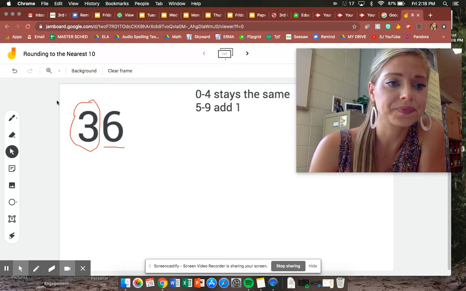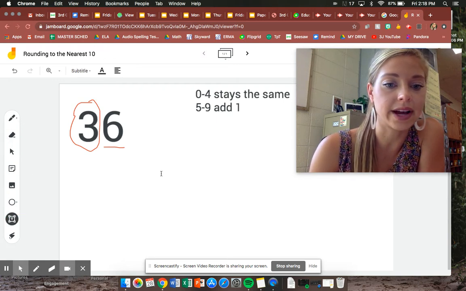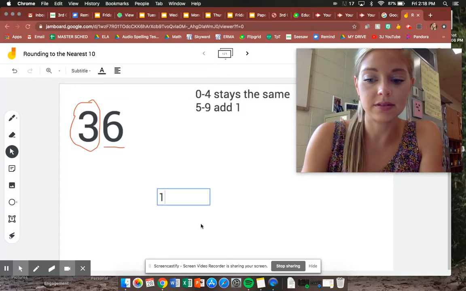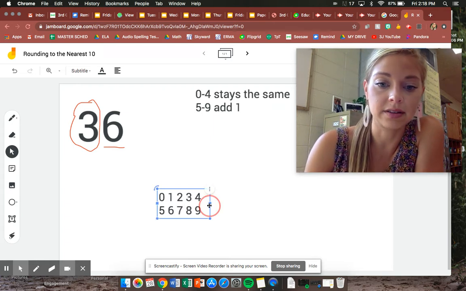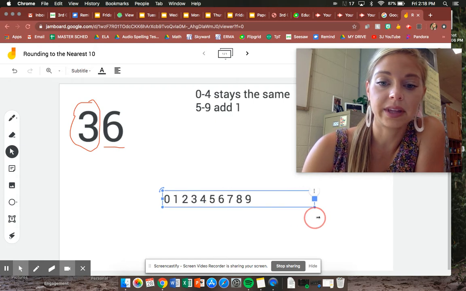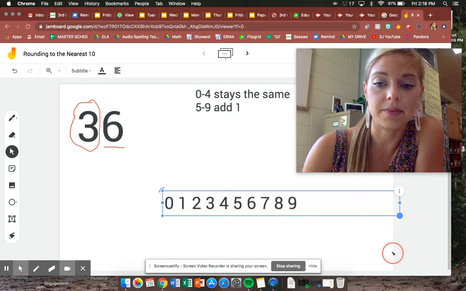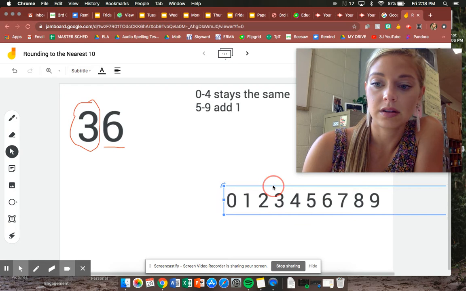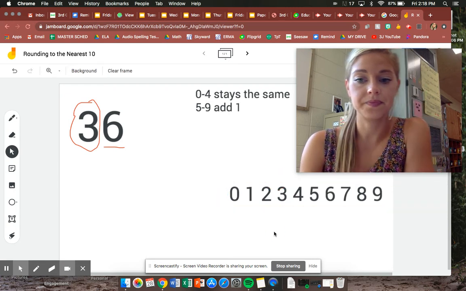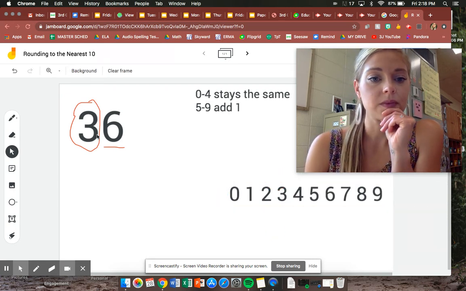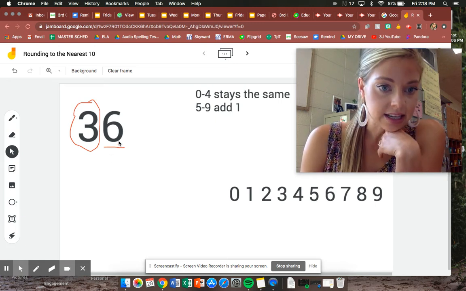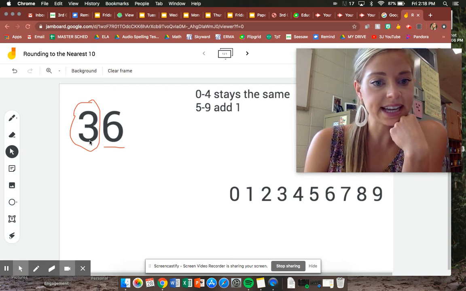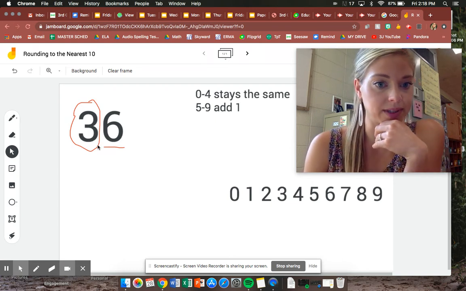Okay, so I am also going to write down a number line, starting with 0, 1, 2, 3, 4, 5, 6, 7, 8, 9. You might want to do that as well. I would really love if you would follow along on a whiteboard or a piece of paper. Perfect. I'm going to put our number line right there. Okay, so we underline the 6. Now we are looking at the 6 to see, is the 3 going to stay the same, or is the 3 going to go up 1? Are we going to add 1 to the 3?